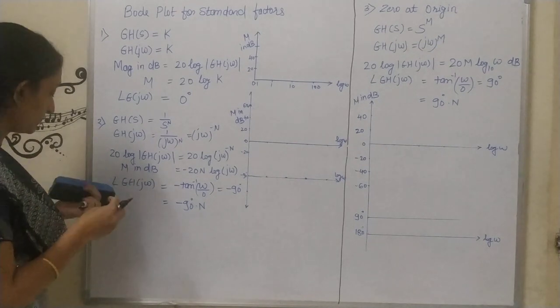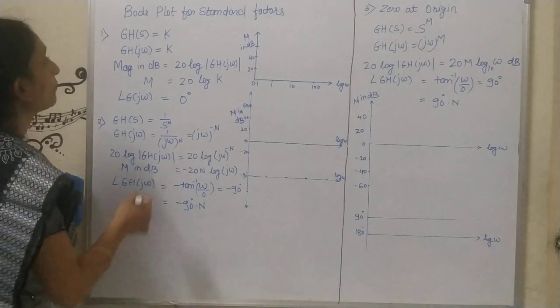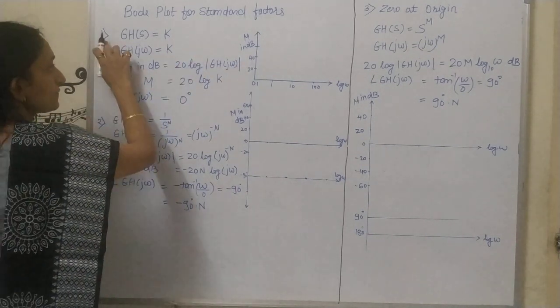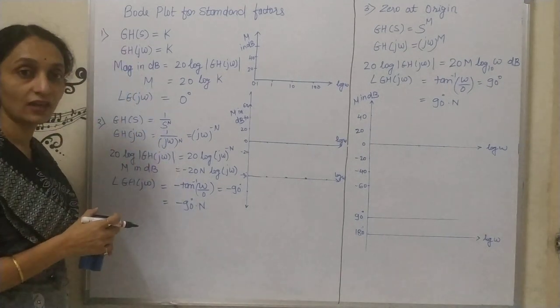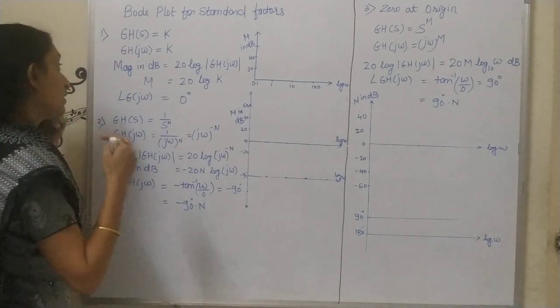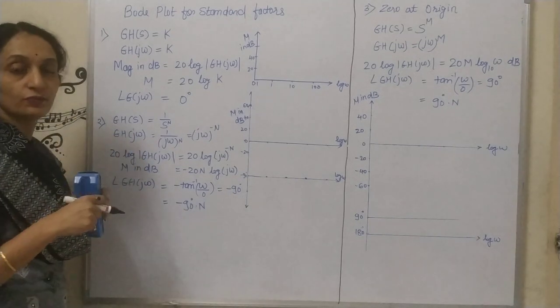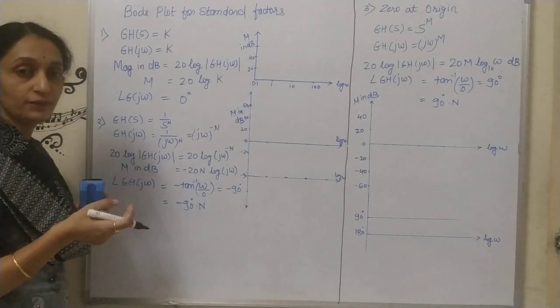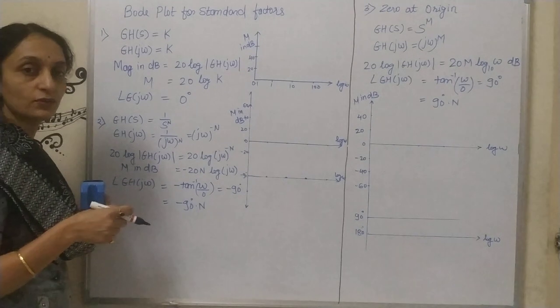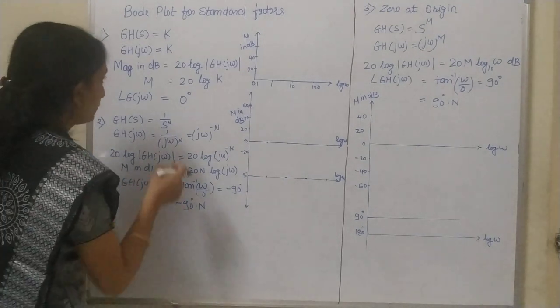So I have taken some standard forms, Bode plots for standard factors. The first factor I have considered is k, the constant factor k. Look at this, what is our procedure? We need to calculate the magnitude in dB. So how will you calculate the magnitude? You know that you need to take the mod.